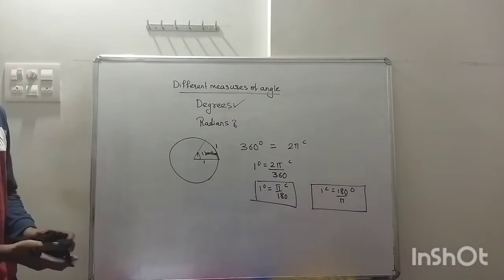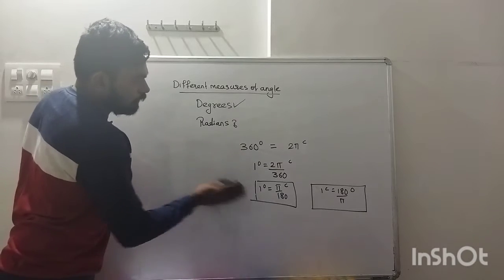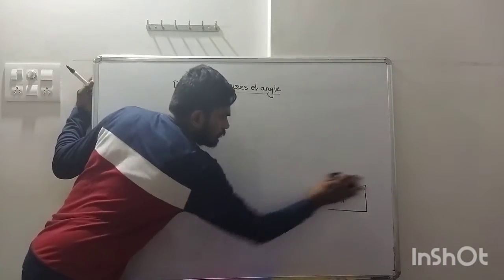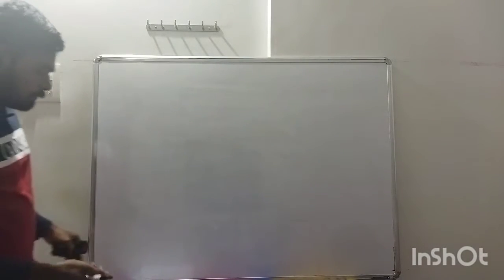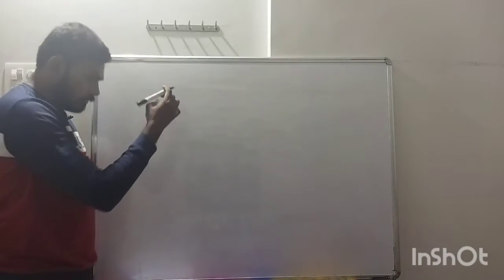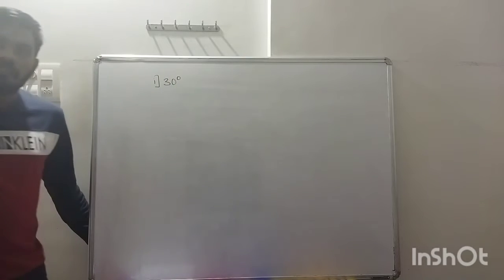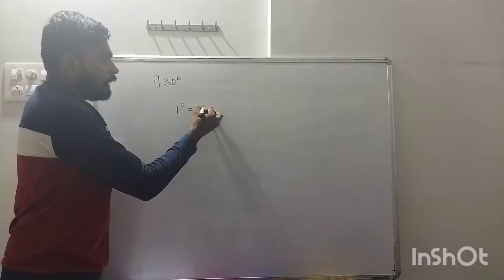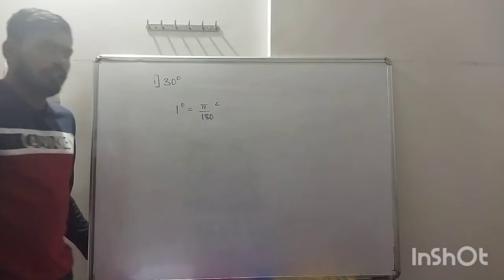Next, we have to remember this, and now we will see how to convert degrees into radians and radians into degrees. I will show you only those which are required. So first one, 30 degrees. How do we convert this to radians? See, we know 1 degree is equal to what? Pi upon 180 radians, correct?